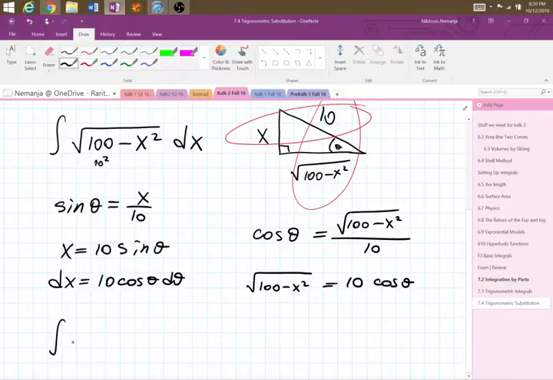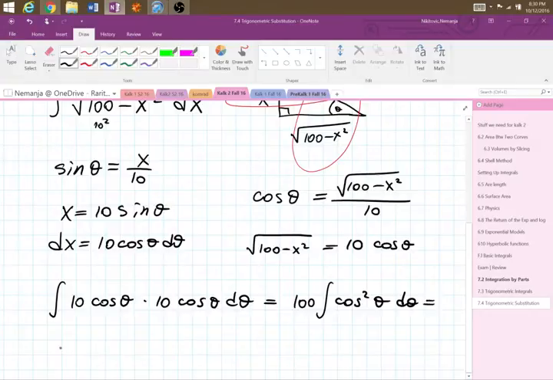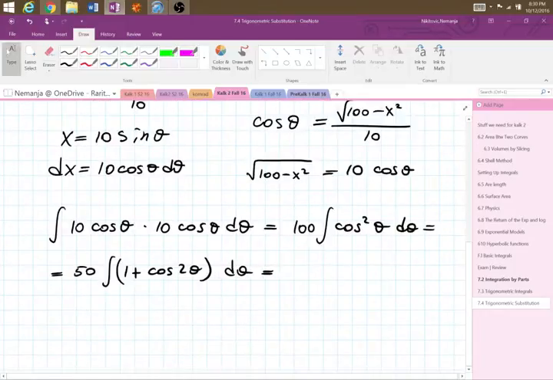So we have 10 cosine theta times 10 cosine theta d theta, which is 100 cosine squared theta d theta, which is 50 integral of 1 plus cosine 2 theta. Don't forget the parentheses. And now we are ready to integrate, which is 50 times theta plus integral of cosine is sine. So we have 1/2 sine 2 theta plus C at the end.